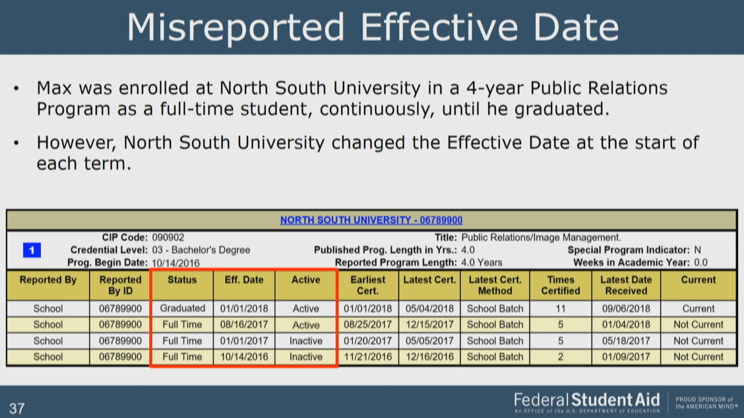So here we have an example of what this might look like for a school. Our student here, Max, was enrolled at North-South University in a 4-year public relations program as a full-time student. He was enrolled continuously until he graduated. His school, however, North-South, changed the effective date at the start of each term. As you can see there, the 3 full-time reports.